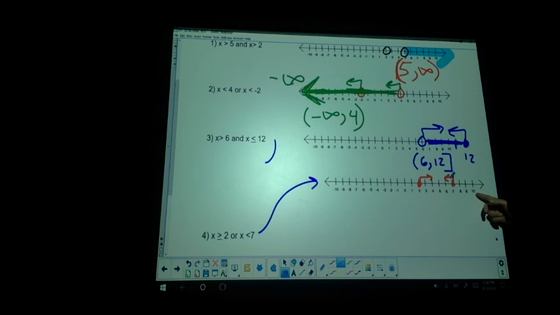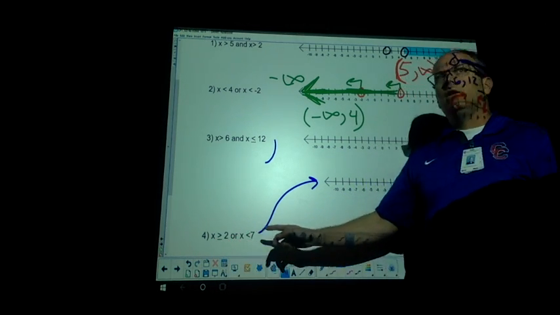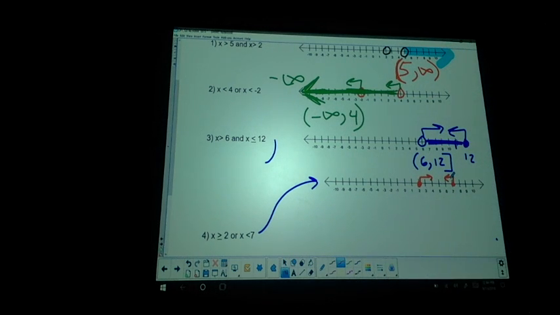Okay, I'm going to pick 10 now. And remember, with or, only one part has to be true. If I pick 10, is 10 greater than 2? Is 10 less than 7? So anywhere on that graph I pick right now, I have at least one true, because it's an or statement.